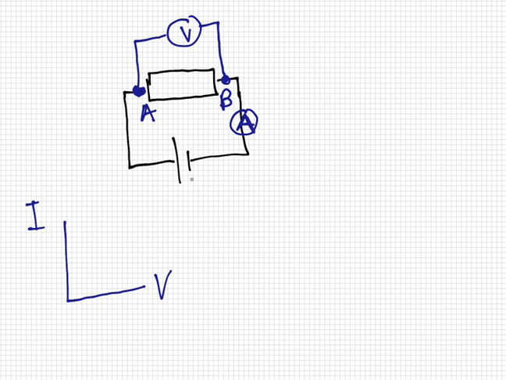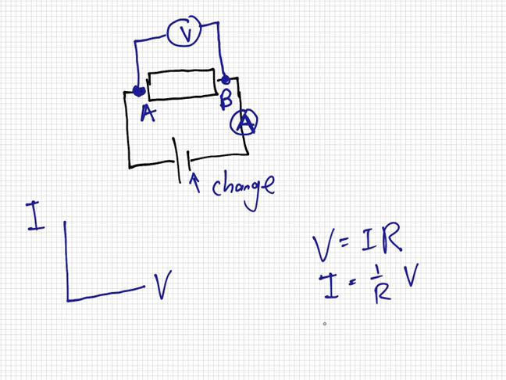So you can change the voltage. Let's imagine we can change the voltage here. If I have V equals IR, if I make the V bigger, what should happen to the I? Should it get bigger or smaller? Bigger. Because if I rewrite it, I can say I equals 1 over R multiplied by V. So this is like Y equals MX. If I make the X bigger, what happens to the Y? It gets bigger. So the graph of Ohm's law looks like this.